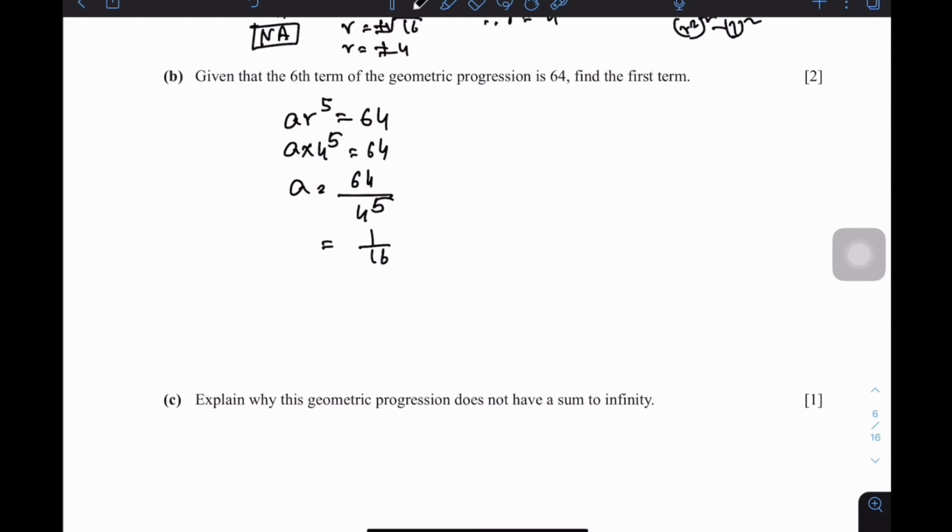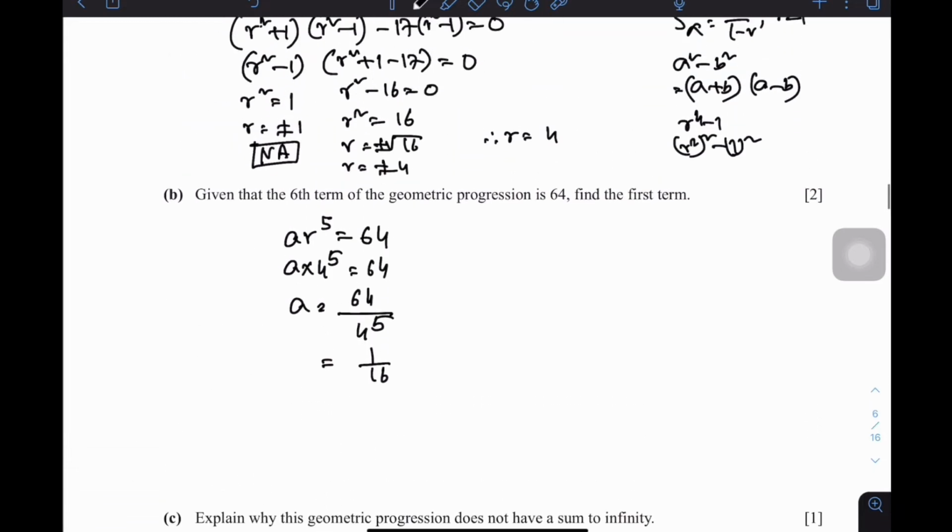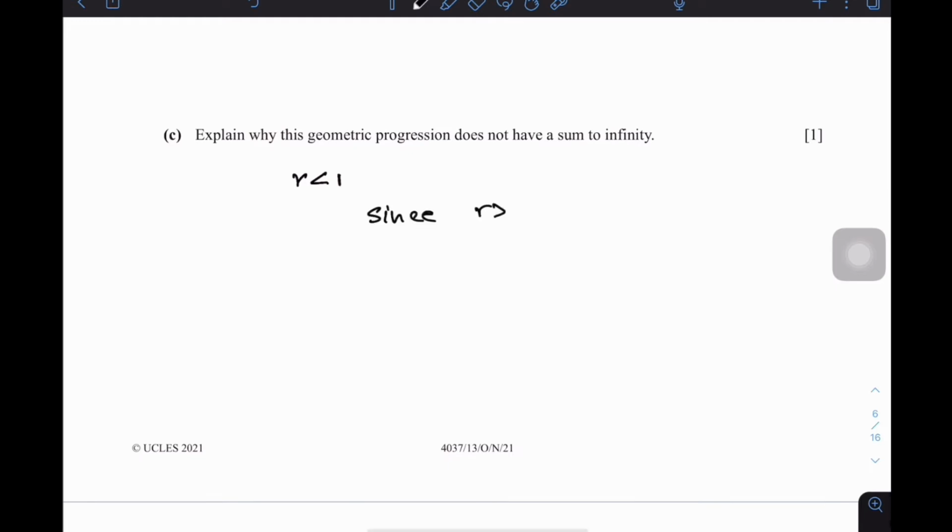And explain why this geometric progression does not have sum to infinity. Its mark is 1. We have already explained that to have sum to infinity, modulus of r must be less than 1. Since here r equals 4, r is greater than 1, the GP, I mean geometric progression, does not have sum to infinity.